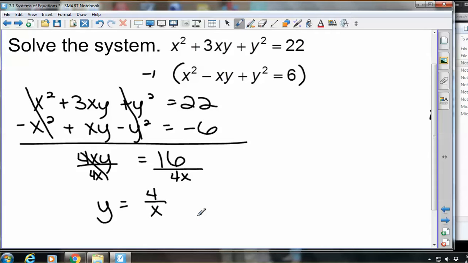So we started out with elimination, and we eliminated 2 things. Wasn't enough, so now we're going to have to substitute. So I'm going to come up one of the original equations, and I'm going to plug this in. Do you guys care which one? Okay, let's go with the second one then. So x squared minus x times y, which is 4 over x, plus y, 4 over x, squared, equals 6.